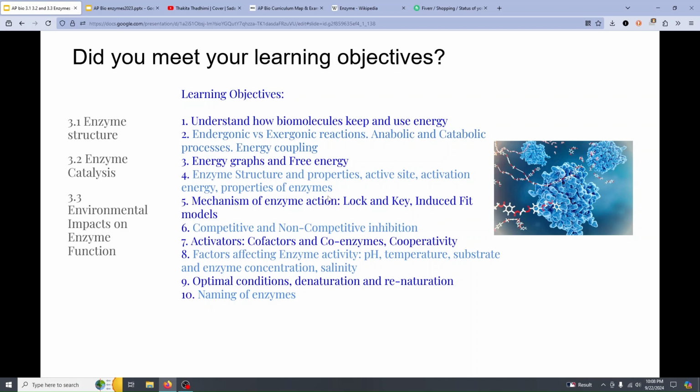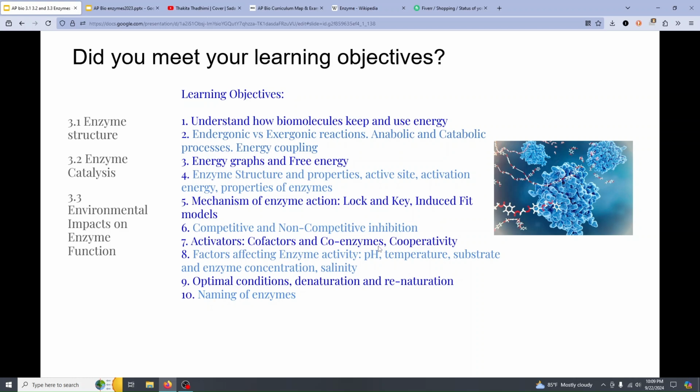Then we looked at energy graphs and what free energy is, and enzyme structure, how it is dependent on shape and active site, and how the activation energy is reduced by enzymes. We looked at properties of enzymes, the ability to be recycled and reduce activation energy and so on. And then we looked at the models for enzyme action, lock and key and induced fit, competitive and non-competitive inhibition. The name is obvious, right? Inhibiting by competition or by adding to an allosteric site.